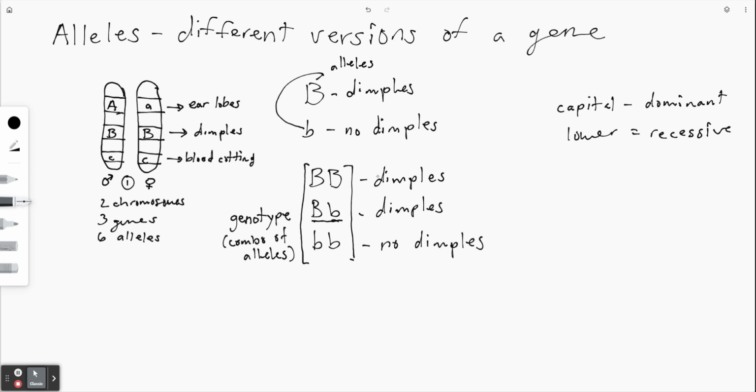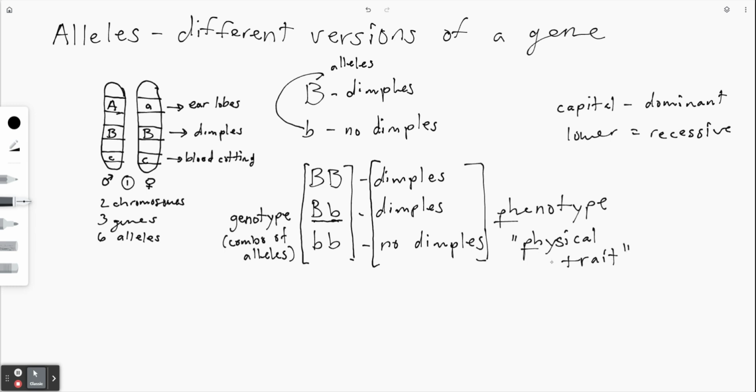And so the traits, we have a word for what the traits are called too. The traits are called phenotypes. Phenotype. I remember this because phenotype and physical trait. So it's the physical manifestation of the gene. So it's a physical trait. Phenotype, physical, PH.